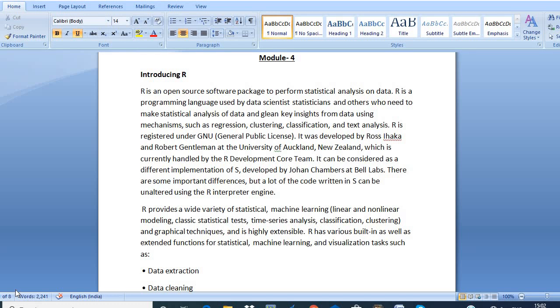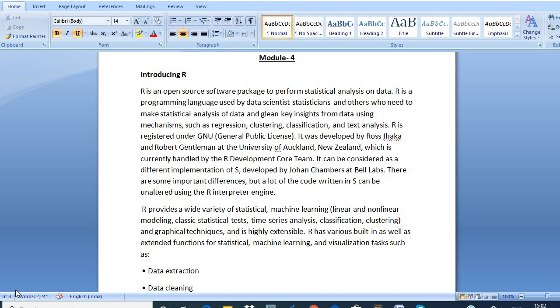R software is an open source software package to perform statistical analysis on data. So basically R is a data analysis software. Also it is open source software. R is a programming language used by data scientists, statisticians and others who need to make statistical analysis of data and take key insights from data using mechanisms such as regression, clustering, classification and text analysis.